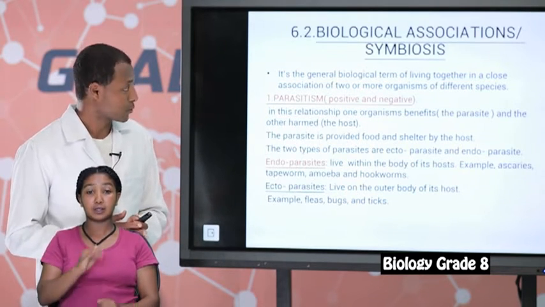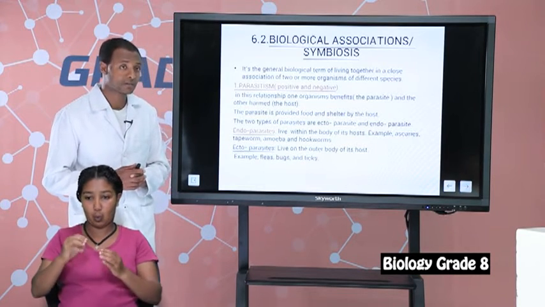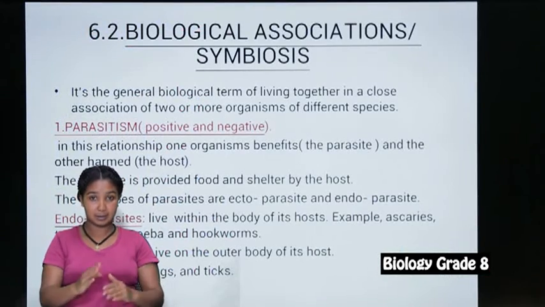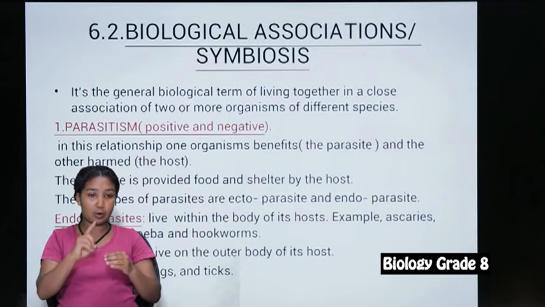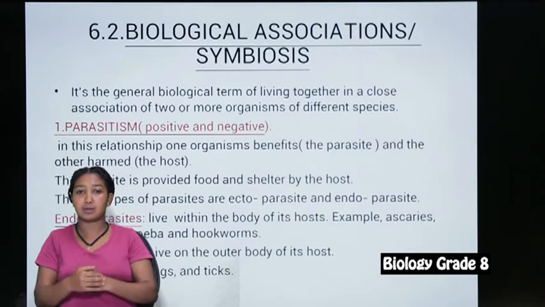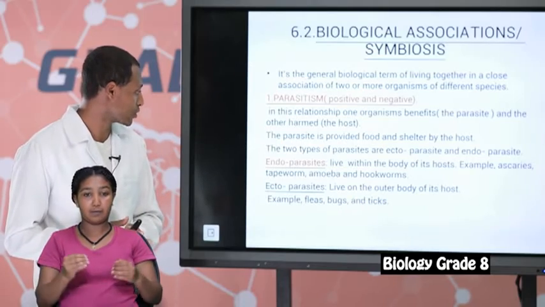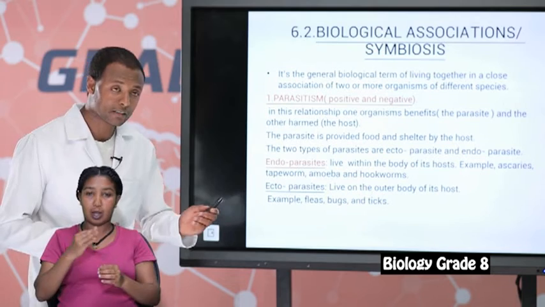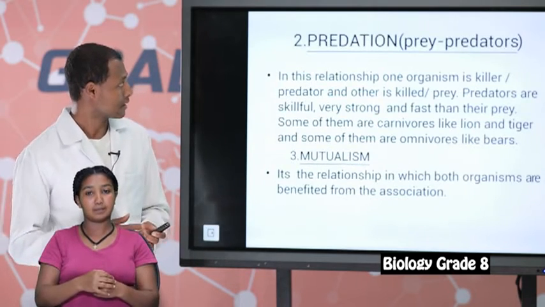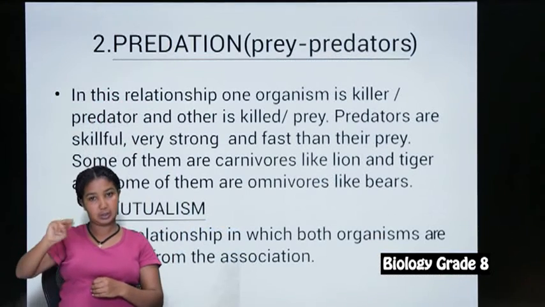The other is biological association within an ecosystem between two organisms. The first association is parasitism. In this relationship, one organism is benefited, the other is negatively affected. That means the host is affected, whereas the parasite benefits from the association. There are two types of parasites, endoparasites and exoparasites. The other is predation. This is the prey-predator relationship.